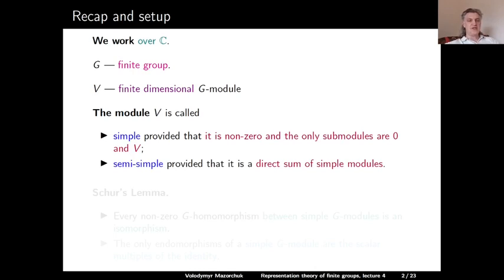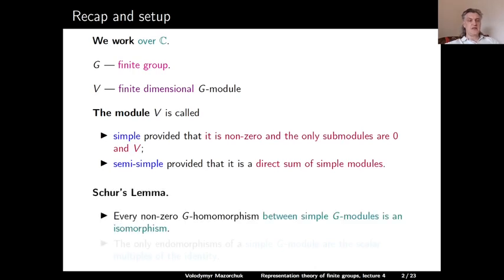In the previous lecture, we learned the so-called Schur's lemma. This lemma asserts the following. Every non-zero G homomorphism between simple G modules is an isomorphism. And the only endomorphisms of a simple G module are the scalar multiples of the identity map.